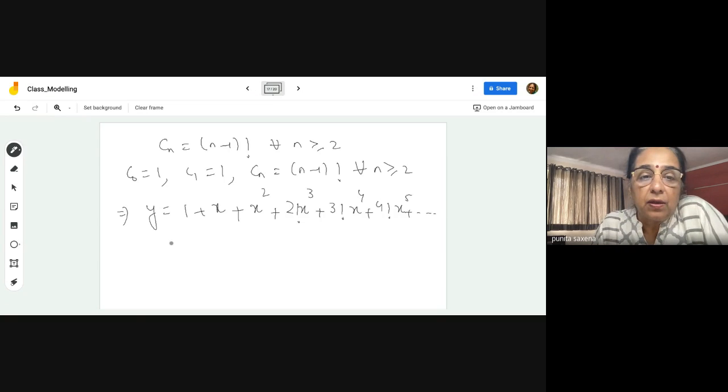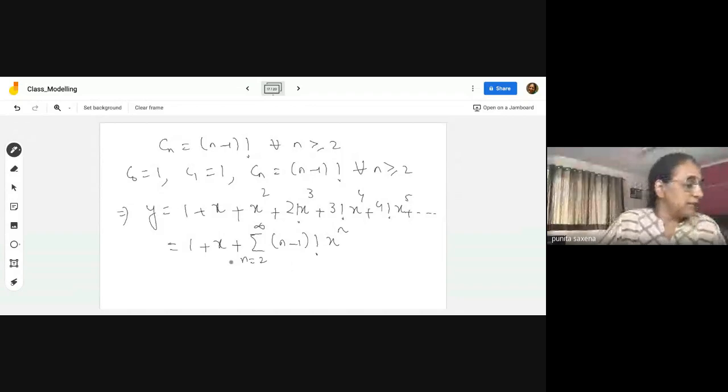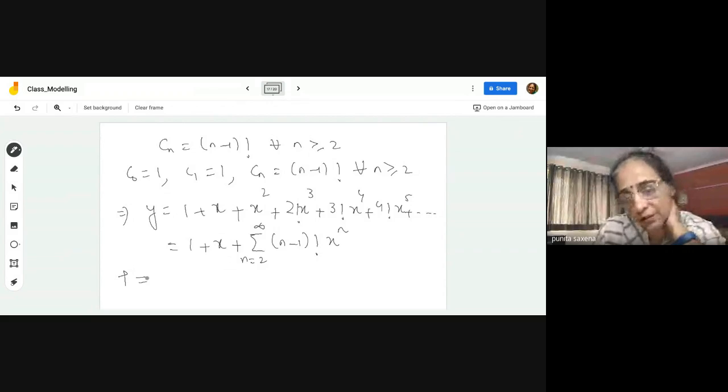Okay? Plus x plus summation n minus 1 factorial x to the power n from 2 to infinity. I can write it like this. So can you not compute your rho now? Quickly, can you compute the rho, the radius of convergence, so that we know when the series converges?